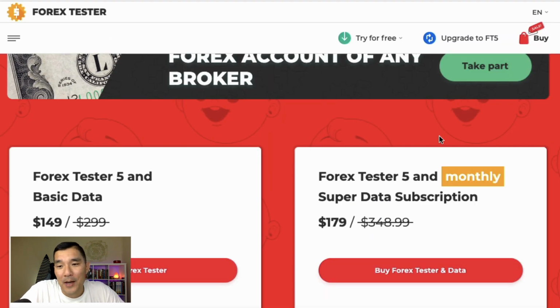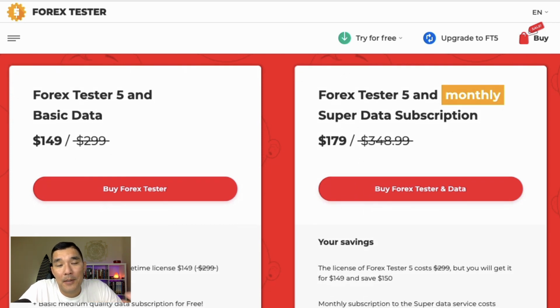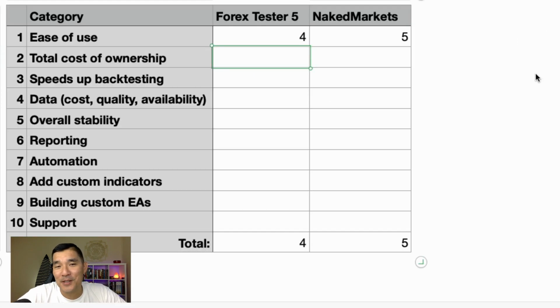With Forex Tester 5, it just depends on which package you go with. They do have a free data package, but it has very limited data. And Naked Markets has much more data in their free package. So Forex Tester is cheaper to get into up front, but if you want the updated data, it's actually going to be more expensive. So I would give Forex Tester a 4.